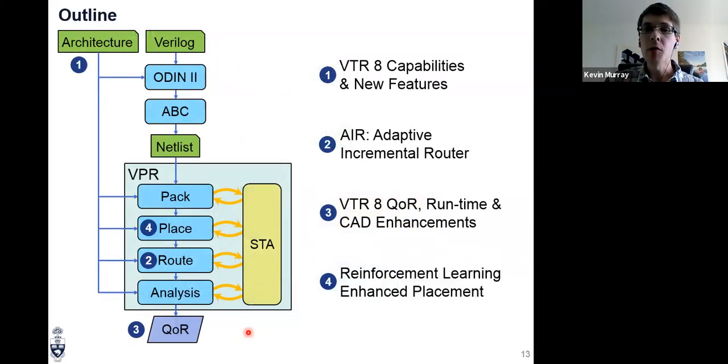So here's the rough outline for what I'm going to go through in the remainder of this talk. I'll start off by talking about some of the capabilities and new features that are included in VTR8. I'm then going to dive in depth on one of the optimization stages, in this case, the router and the adaptive incremental router or AIR algorithm that we use in VTR8. I'll then pop back out and take a look at the overall quality of result and runtime, as well as some of the other CAD enhancements that went into VTR8. And then finally, I'll take a look at how we can apply reinforcement learning in placement, which is another optimization stage in the VTR tool flow.